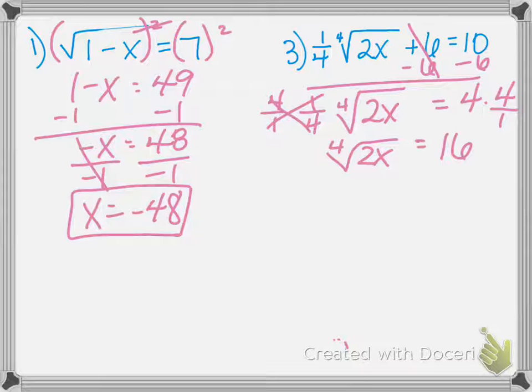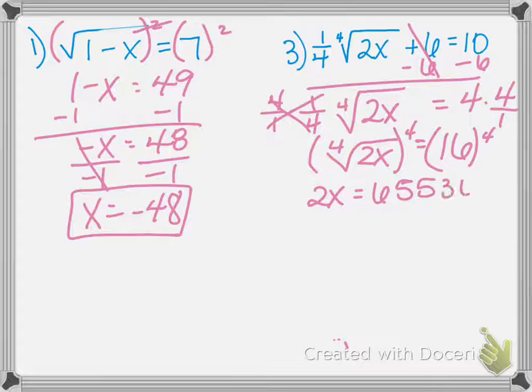All right, now, from here, I can take the 4th power of each side. You can take your calculator and type in 16 to the 4th power. And you should get 2x equals a really big number, 65,536. And then it says to finally divide by any other numbers that are with your x, or subtract.